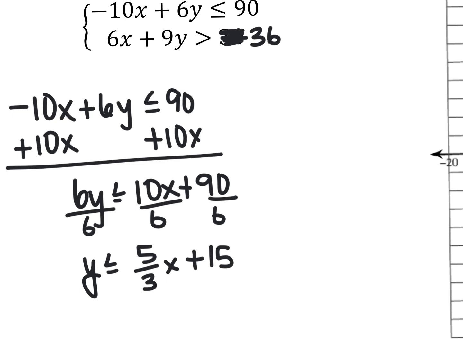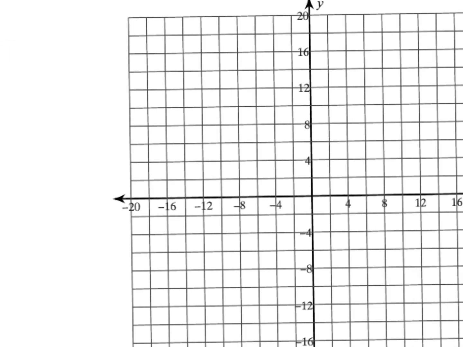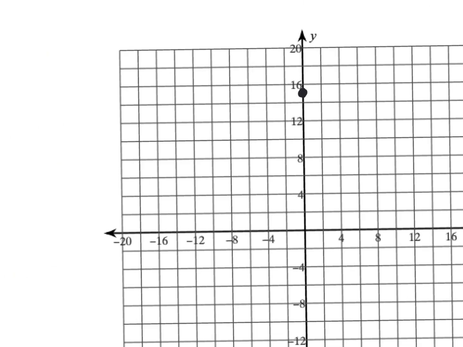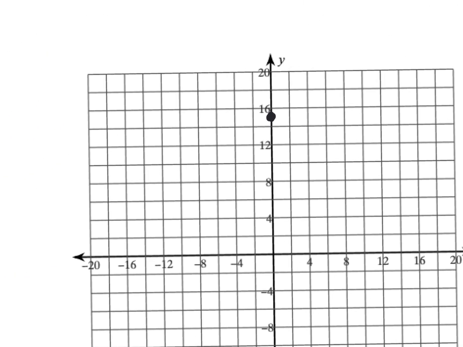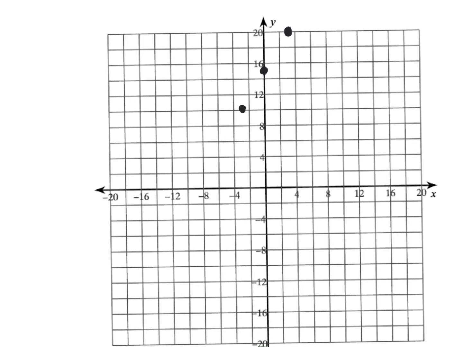If I graph that, I'm going to put a dot at 15 on the y-axis, and then I'll go up 5, right 3. Each box is worth 2, so that will be right here for up 5, right 3. Or I can reverse it and go down 5, left 3. This one will be a solid line and will be shaded below.